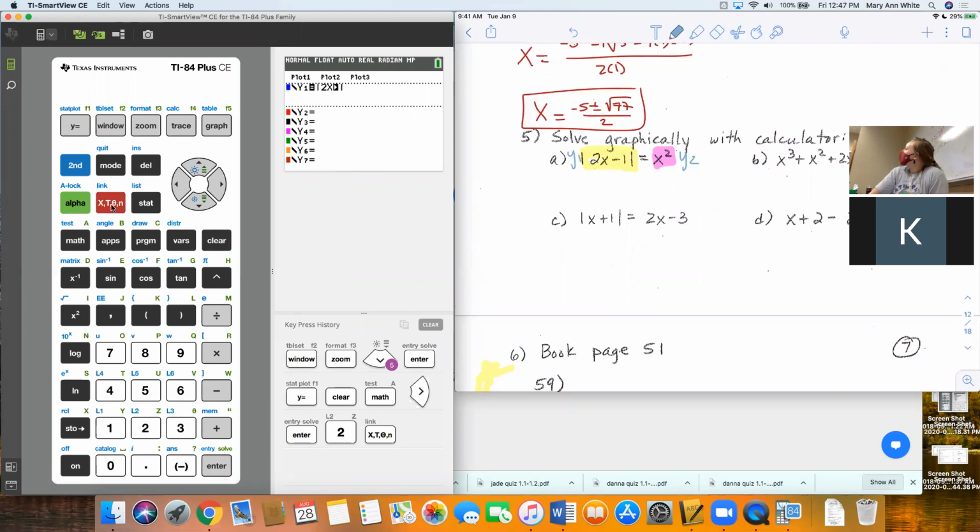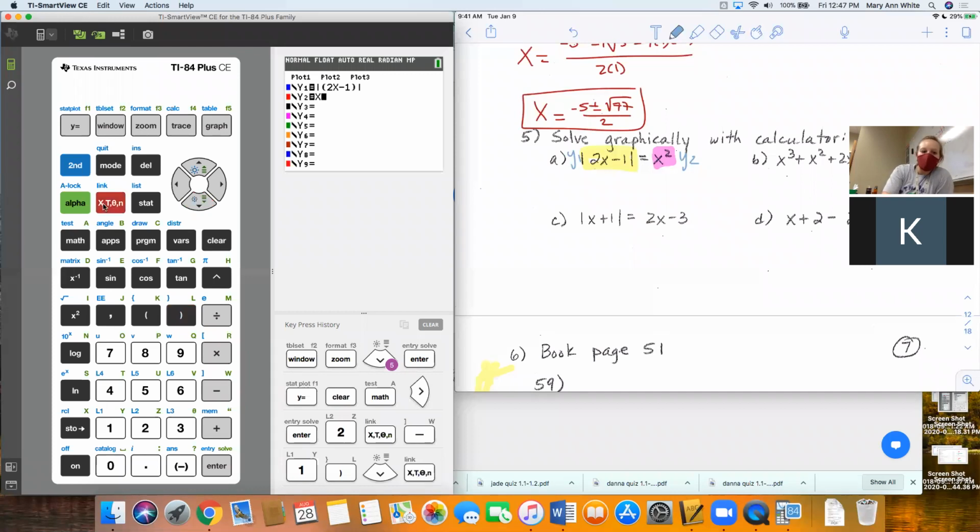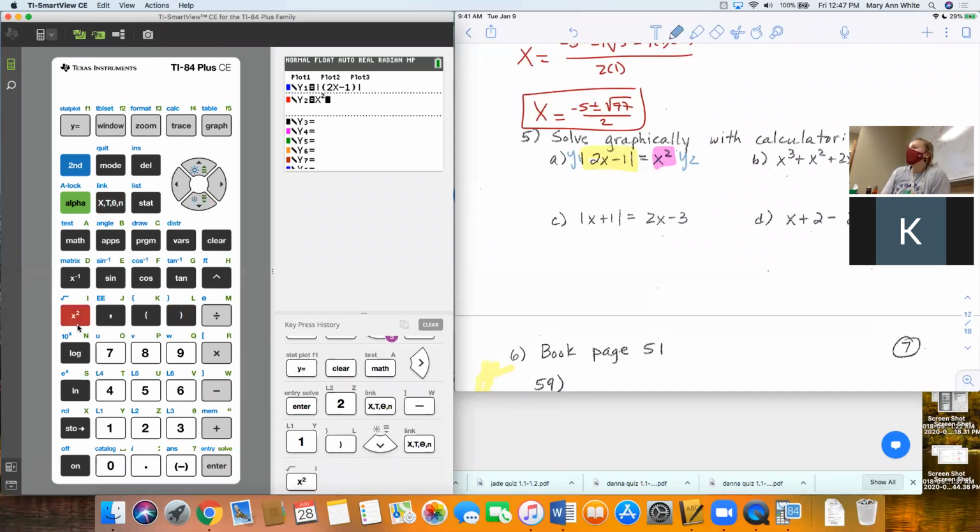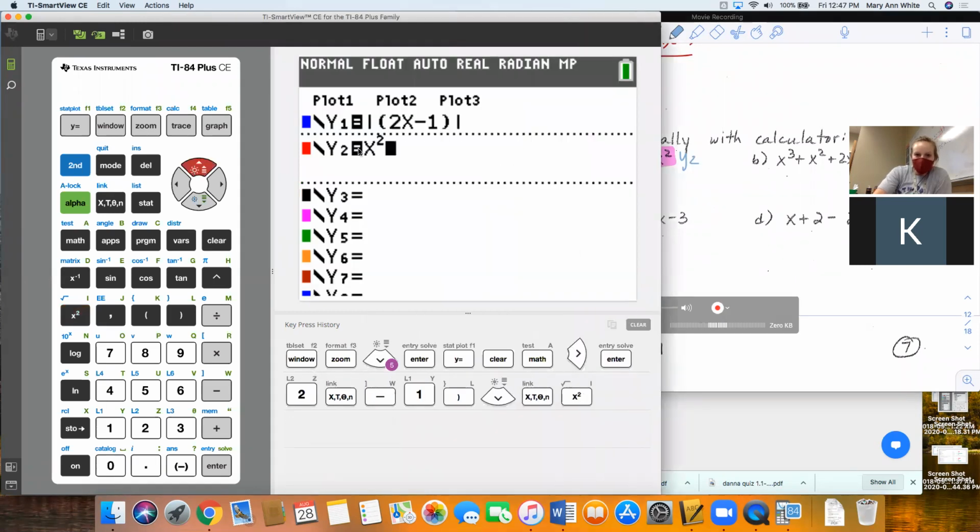2x minus 1. Is everyone good? Got a little excited there for a second. Absolute value signs: go to math and then scroll over one. Now you're on the menu NUM and the first one says ABS. Press enter. And then it should pop up wherever you were at. I don't know if mine just popped up with parentheses or not.